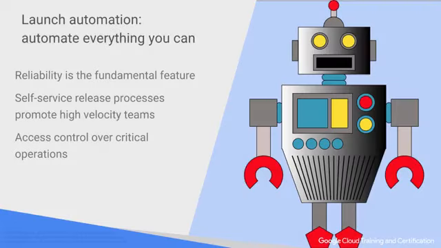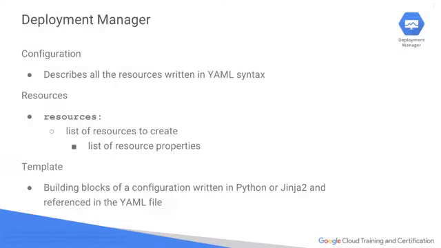So ideally with launch automation, you want to automate everything you can. The key here is reliability is the fundamental feature, and reliability comes from consistency. So a self-service release process allows you to promote high velocity teams so they can create code and they can simply automatically deploy. Also, it gives access control over critical operations. So we want to ensure that we only have given the proper privileges to the proper teams and or services.